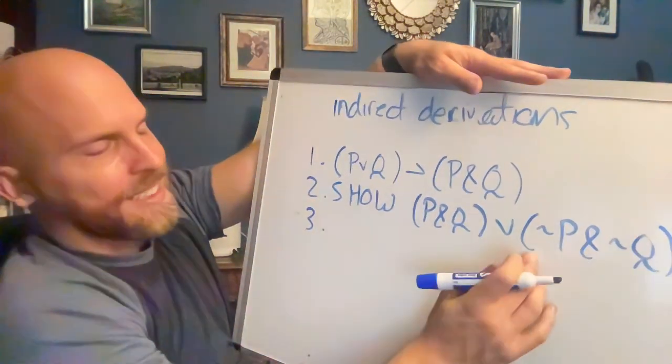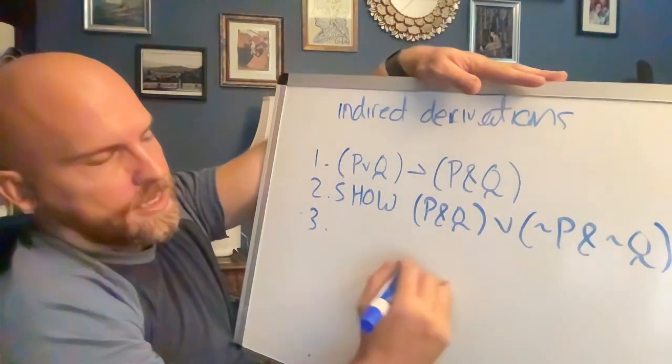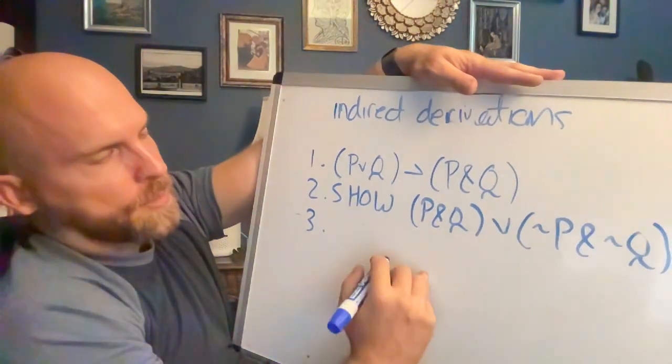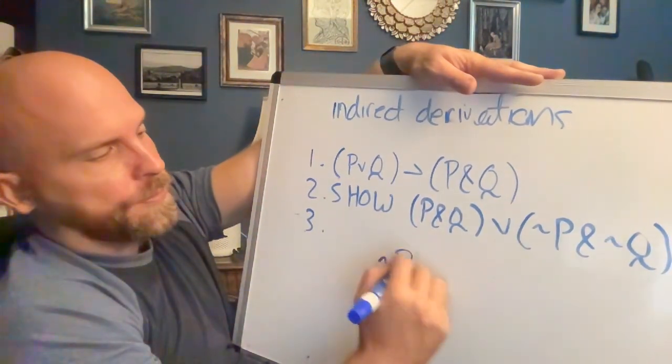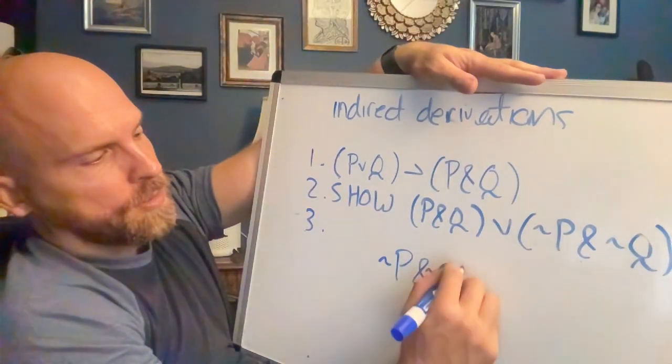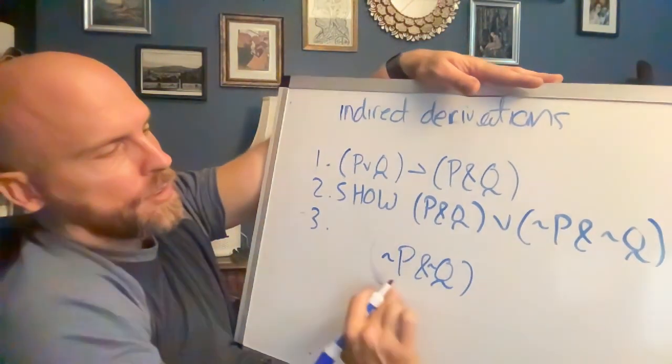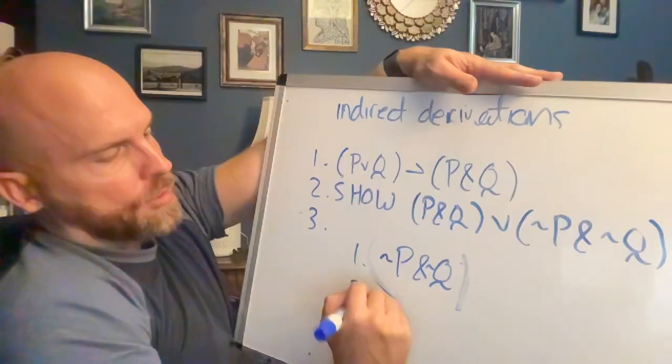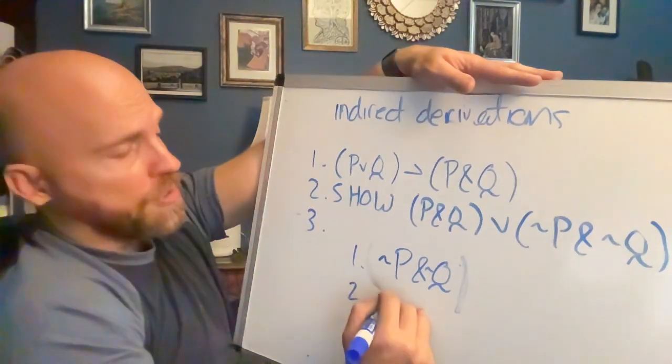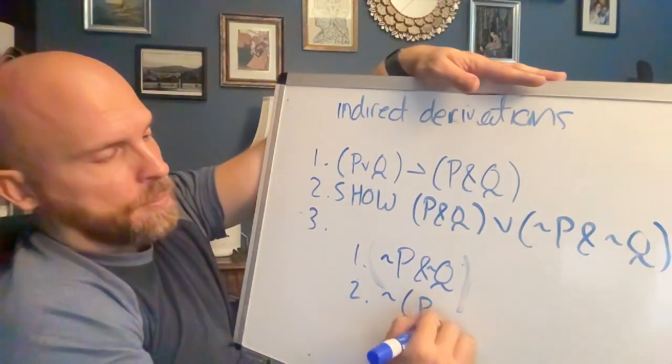So what I need to do is figure out a way to derive something like, I don't know, from this to show something like, just off the top of my head, P or Q.